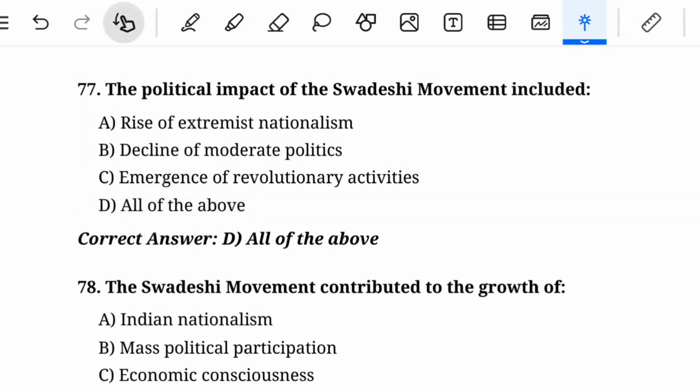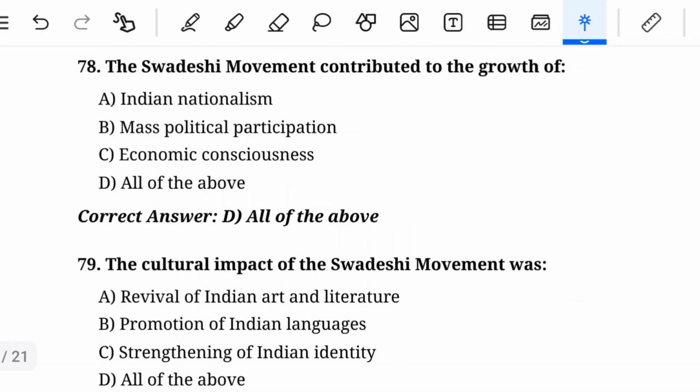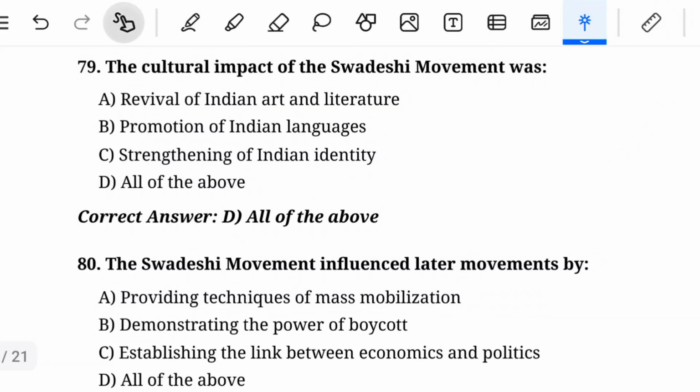78. The Swadeshi movement contributed to the growth of: A. Indian nationalism, B. Mass political participation, C. Economic consciousness, D. All of the above. Correct answer: D. All of the above. 79. The cultural impact of the Swadeshi movement was: A. A revival of Indian art and literature.